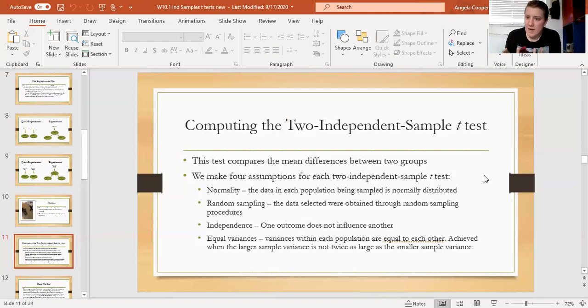Ultimately, remember, in psychology we have big populations. So if our population was college students as a whole, let's say in the United States, random sampling would be saying every single college student in the United States has the same probability of being selected for your study as any other. And that's just not true.